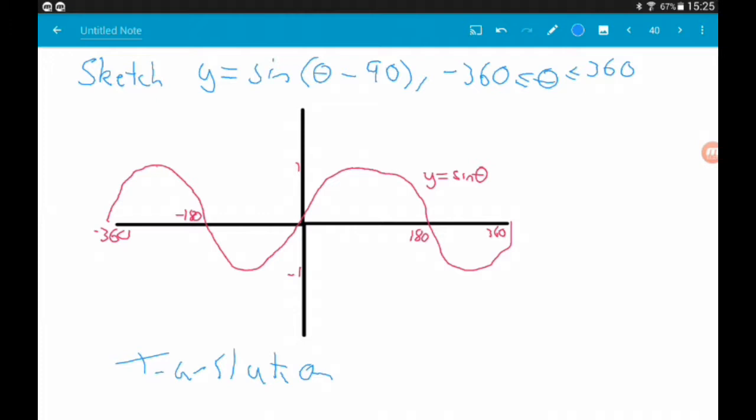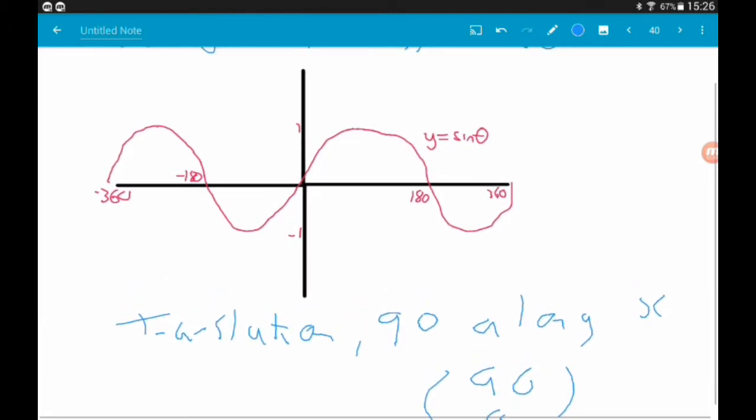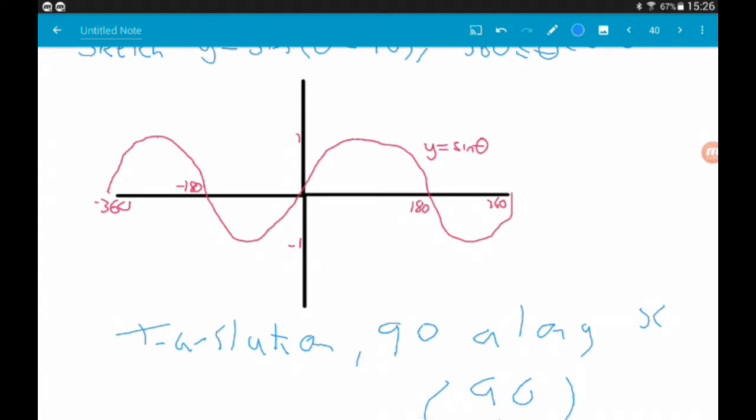Now it's inside the bracket with the x. Now we're subtracting, so that's actually going to give us a positive translation to the right. So it's a translation of positive 90 along the x-axis. So the vector is (90, 0). So what I'm going to do here is put the important points on and then draw it off camera.